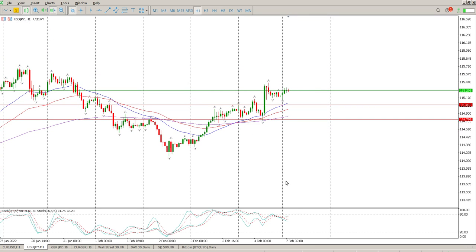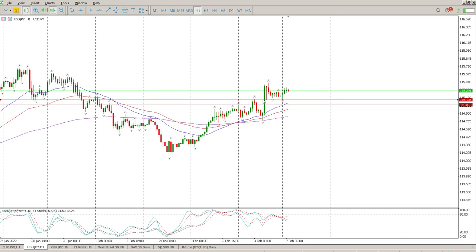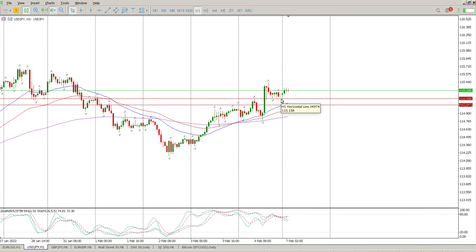So oscillators all over the place at the moment. Nothing really to write into this. I think what you do need to do is just pay attention to those two levels there. So first level is what we've already tagged as 115.156, and then second level is 115.047. Those are the two levels that we need to wait for. See if we can get some price action on that, and then we're looking for an opportunity to the upside.